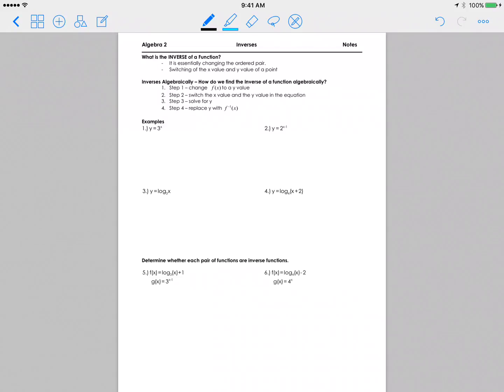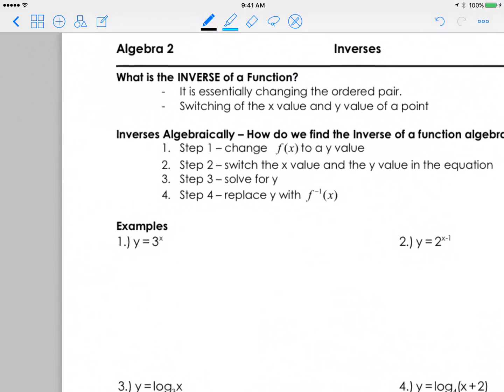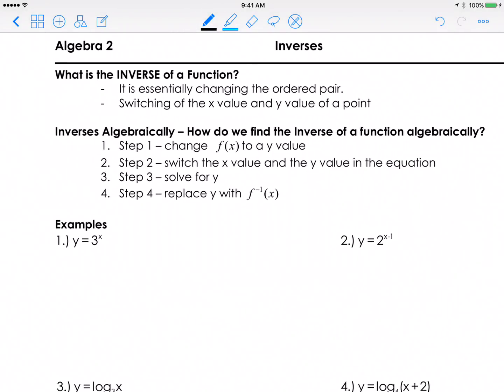But we're going to specifically look right now at how we do this algebraically. So the first step, we need to change f of x, which is just a fancy way of saying y, to an actual y. Then we need to switch the x and y values of the equation. We're going to solve for y, and then we'll replace it with the notation for inverse, which is f to the negative first power of x.